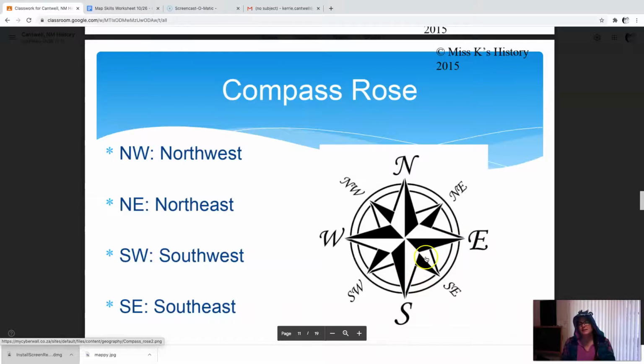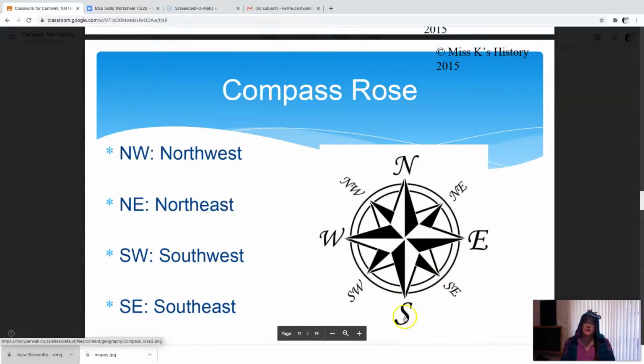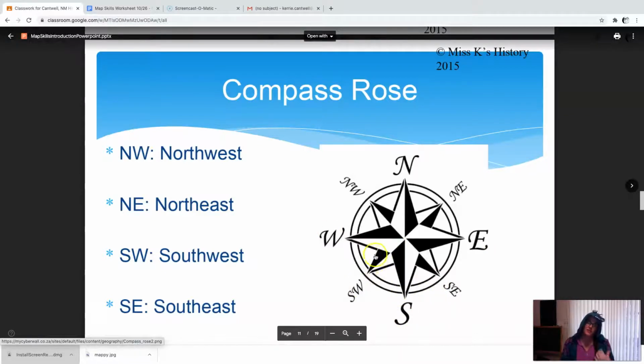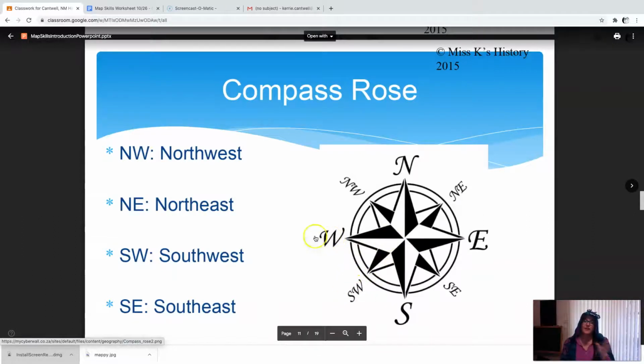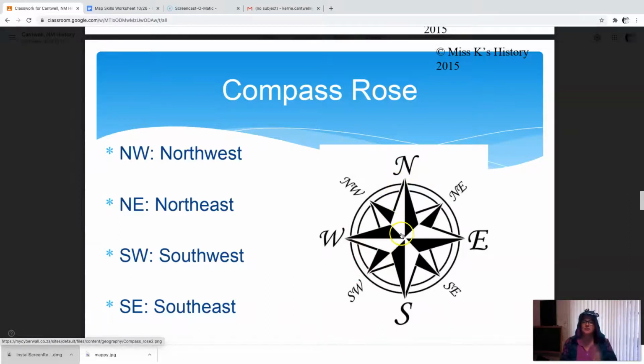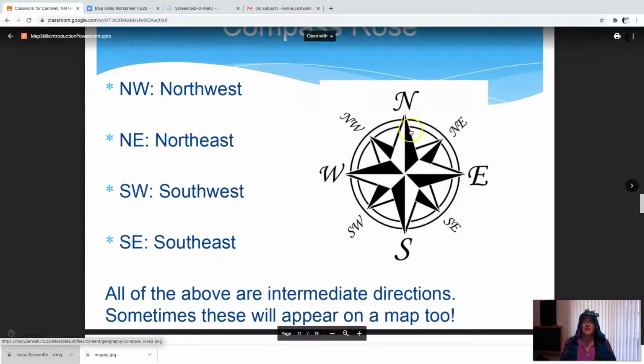South and east, there's a point going kind of halfway down. That's southeast. The points south and west, there's one kind of going in between in the middle there. That's southwest. And between west and north, going kind of catty corner, is northwest. Many of you should know this because every single address in Albuquerque has the northeast, northwest, southwest, southeast in your address.